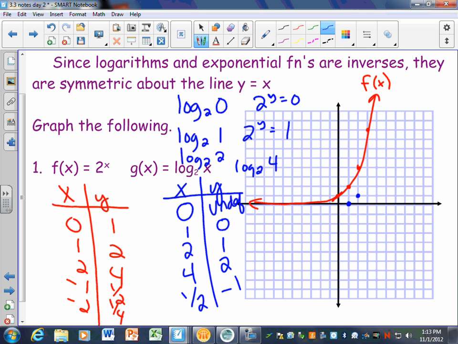2, 1, 4, 2. What would be the next perfect square if your graph might not go this far? 8, 3.